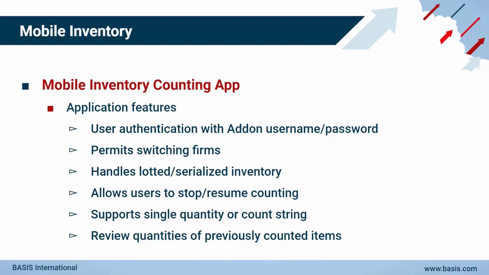One really nice feature of the mobile app is that it allows users to stop and then resume counting without losing any previously entered counts. It's also flexible in terms of how counts are entered, accepting either a single quantity or a count string, as might be the case if a user is counting items in individual bins or on different shelves. And users can always revisit an item to review or edit quantities.